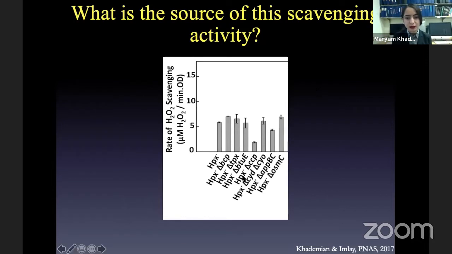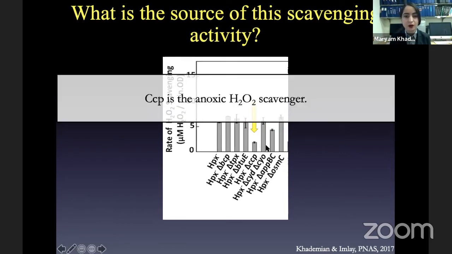So this is the list of the different enzymes, and here is my parent strain, which is the HPX- strain. You can see that when I deleted CCP, the scavenging activity went down. So it suggested that CCP is the anoxic hydrogen peroxide scavenger.